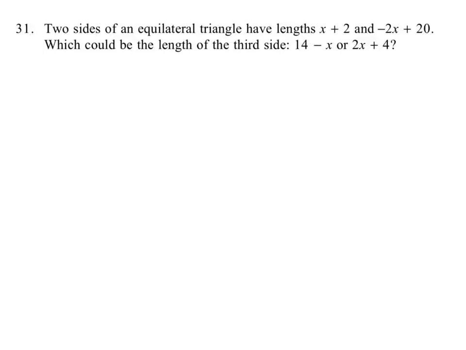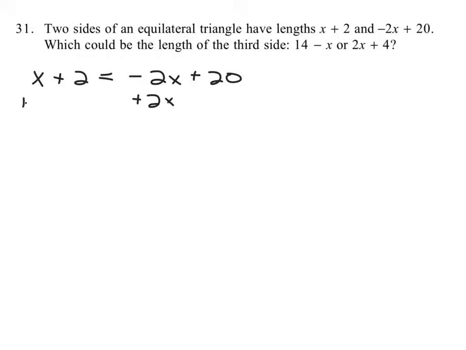What we're going to do is say, since it's an equilateral triangle and we have measures for the first two sides, okay, one side is x plus 2, another side is negative 2x plus 20, and because it's an equilateral triangle, we know that they're equal lengths. So that's what we're going to do.